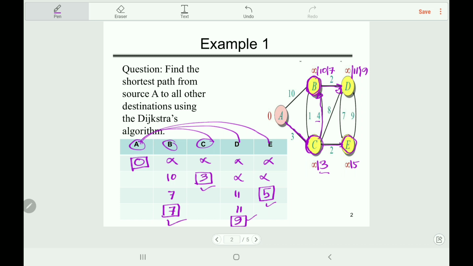Even we can write the path. For example, what is the shortest path from A to D? Which is A to C to B to D, because the shortest path from A to D is this way. This one, then this one, then this one, which takes the places A to C, C to B, and B to D.